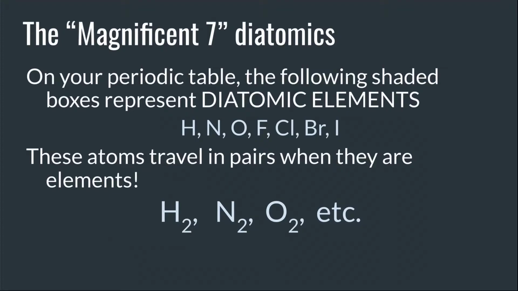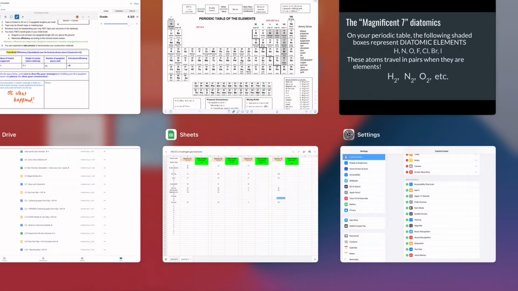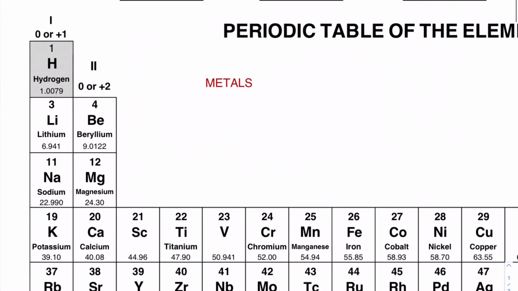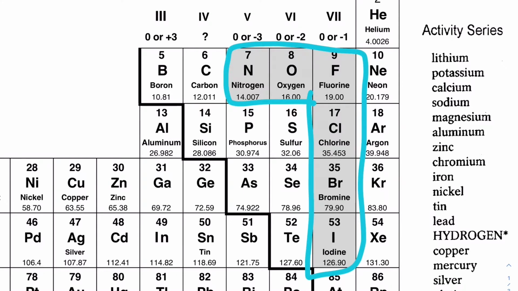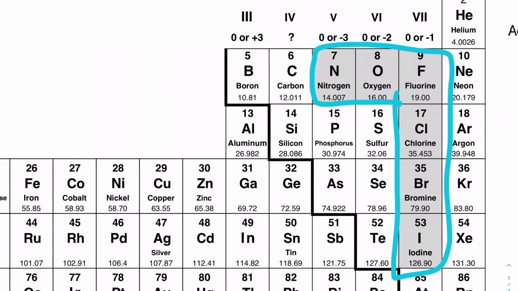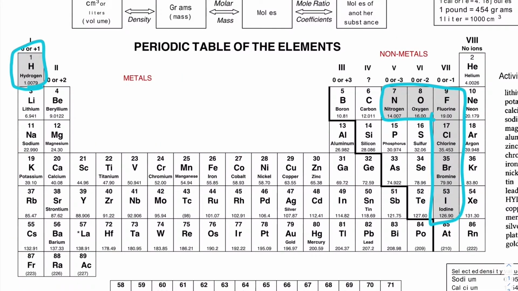On your periodic table, there are shaded boxes that help you recognize which elements are diatomic in their elemental state. So that would be hydrogen, nitrogen, oxygen, fluorine, chlorine, bromine, and iodine. So let's look at our periodic table. Here you can see that we have them shaded in a light gray to help you identify them so you don't have to memorize them. These 7 elements are special in that when they are in their elemental state, they exist as a pair.